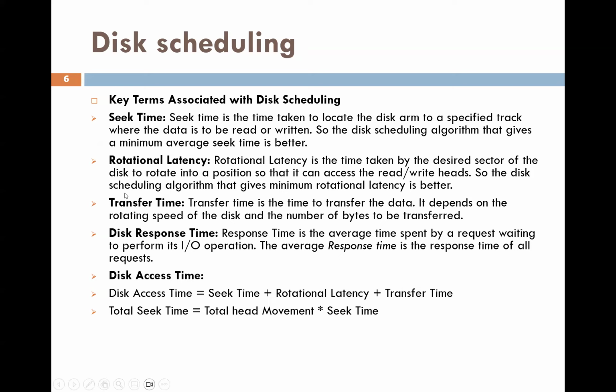The next key term is rotational latency. Rotational latency is the time taken by the desired sector of the disk to rotate into a position so that it can access the read-write heads. The algorithm that gives the minimum rotational latency is the better algorithm. The next key term is transfer time, which is the time to transfer the data. It depends on the rotating speed of the disk and the number of bytes to be transferred at a time.